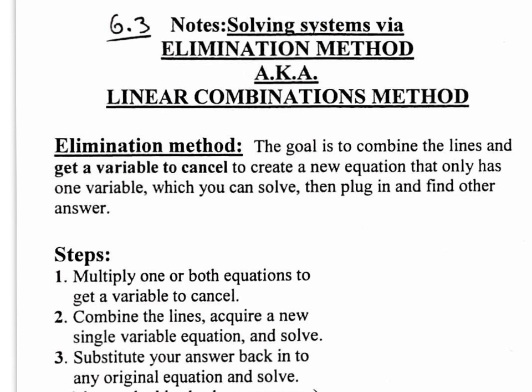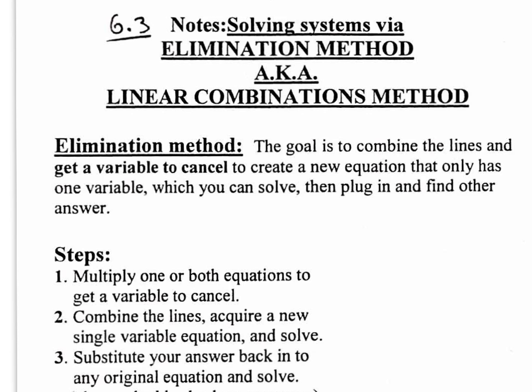So notes on solving a system via elimination method, aka linear combinations method. Okay, so I've seen different math books call it different things. Elimination method is one, because the goal is to eliminate a variable, okay? And it's also called linear combinations because how do we eliminate a variable? We combine the lines, okay? So different books have different titles for this method. I want to put both of them on there.